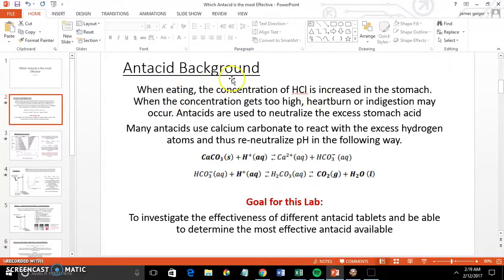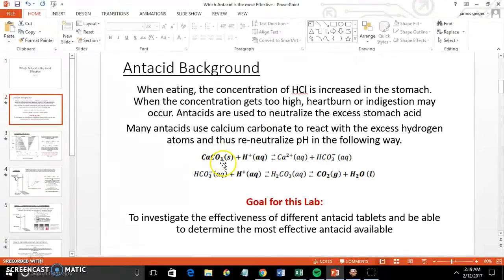Basically, when you're eating and everything, the concentration of hydrochloric acid in your stomach gets high, and you may have heartburn and indigestion. These antacids are going to be used to neutralize that stomach acid. A lot of them use calcium carbonate to react with the excess hydrogen ions and thus re-neutralize the pH in the following way.